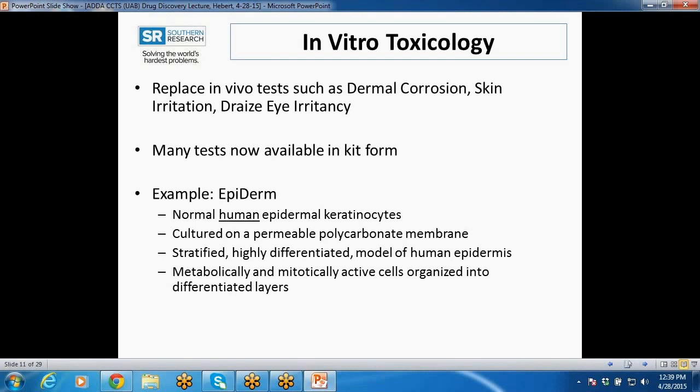So if you take a cross section of the cells in the Epiderm kit, you would see the highly proliferative cells at the base on the polycarbonate membrane. You would see cells farther up in the layers that are starting to flatten out to produce keratin, and ultimately you would see the cells at the top that are basically the dead cells that are starting to flake off. They're metabolically active, they're mitotically active, they're organized into the differentiated layers. It provides a really good indication to you of what the potential skin toxicity might be. Okay, it's not altogether predictive, but it's a nice tool.